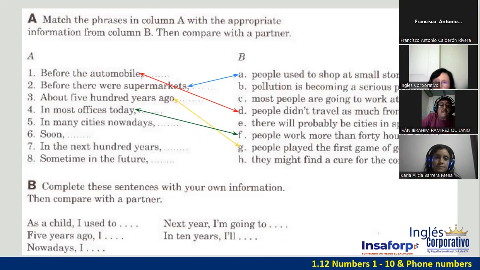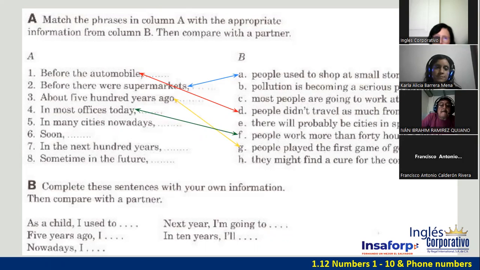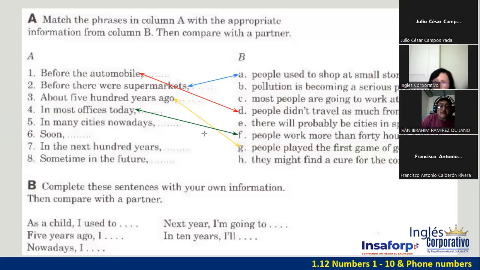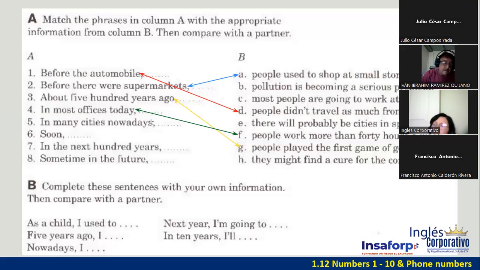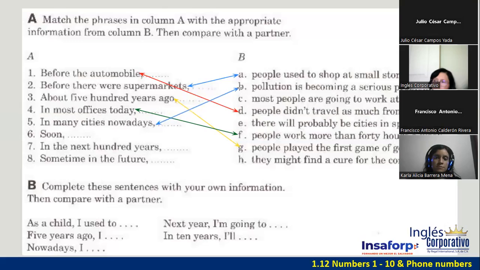What about number five? In many cities nowadays, Julio Cesar. Letter B. Letter B, you said, right? Yeah. Okay, letter B. Pollution is becoming a serious problem. Okay, very good. What about number six?